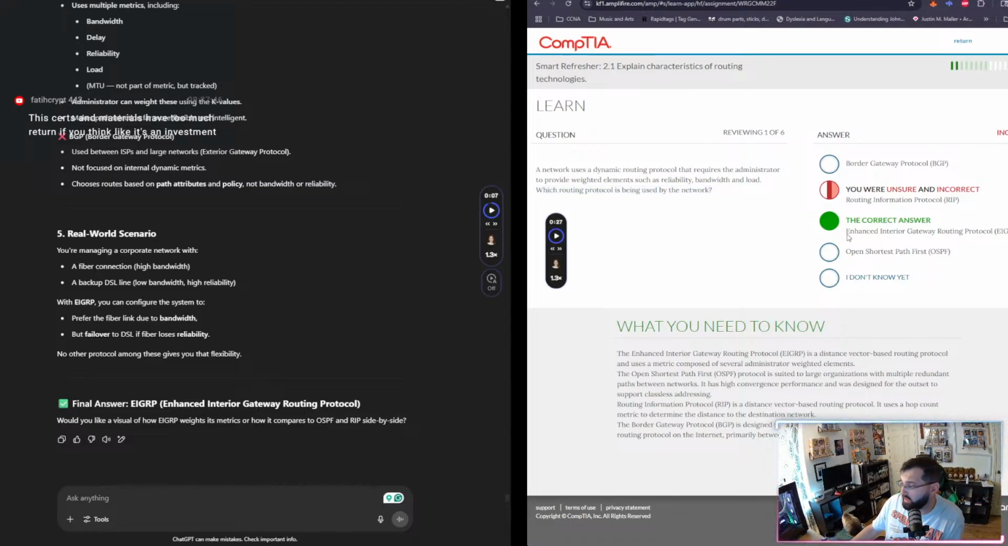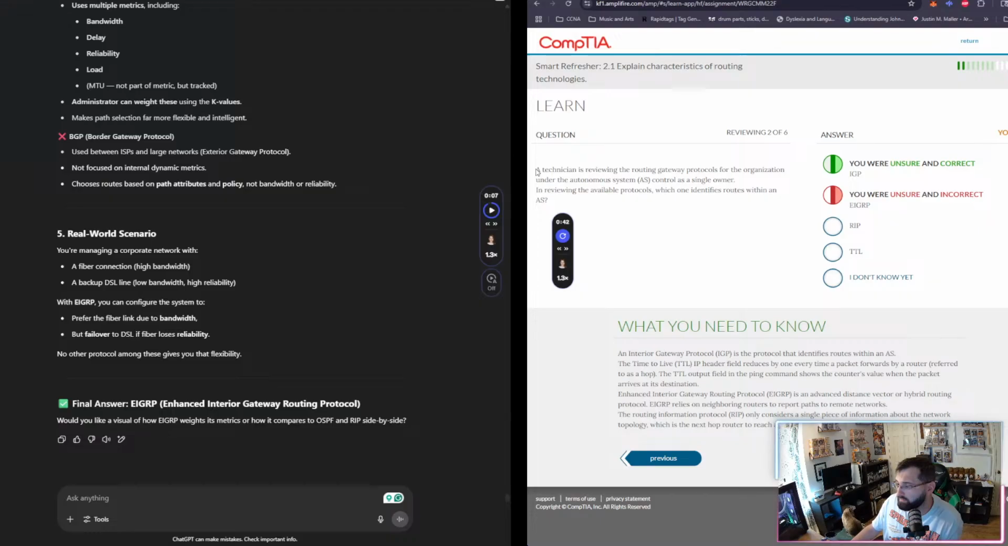Okay, we just heard it. It is the Cisco proprietary, or partly proprietary. This cert and materials have too much return if you think of it like an investment. Oh, sorry, it took me a second to understand. Yes, the return on it is crazy. Anyway, let's go on.